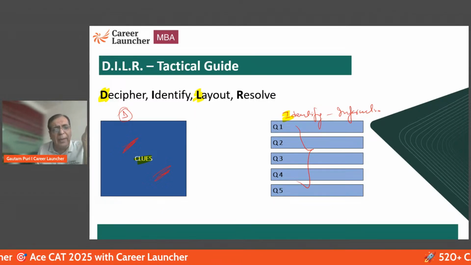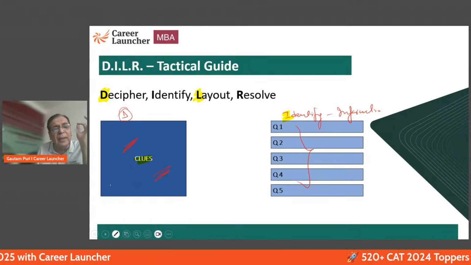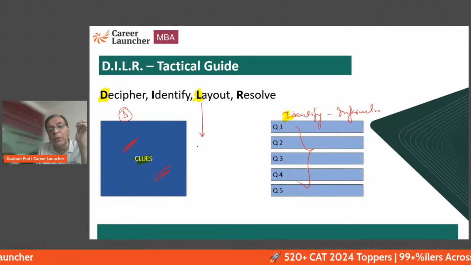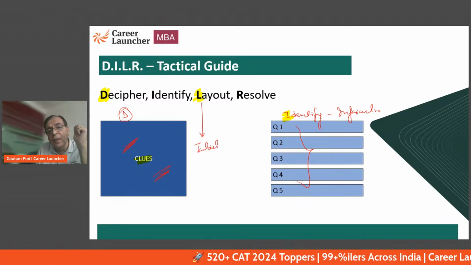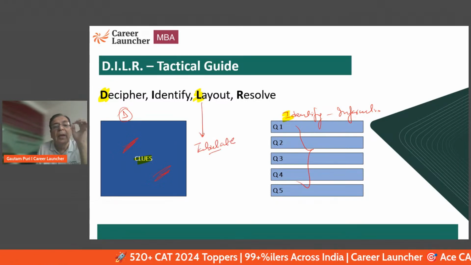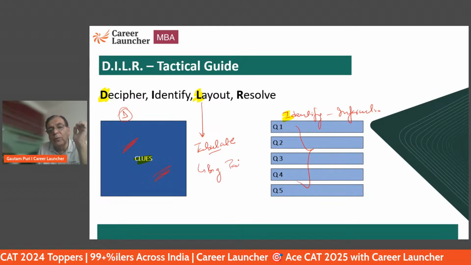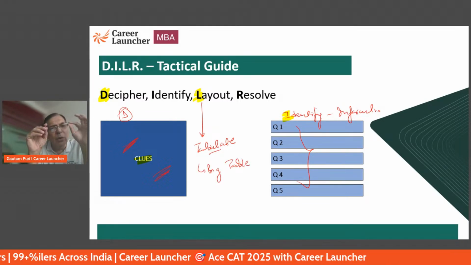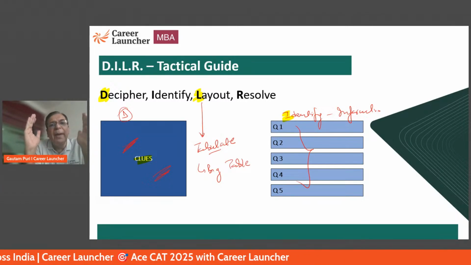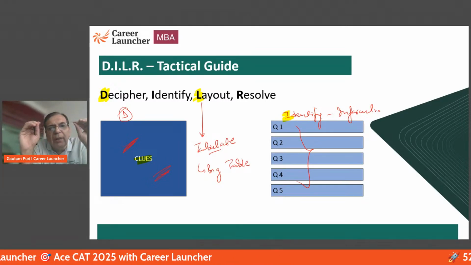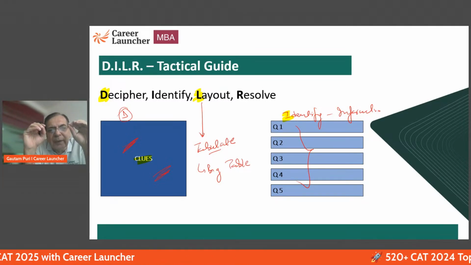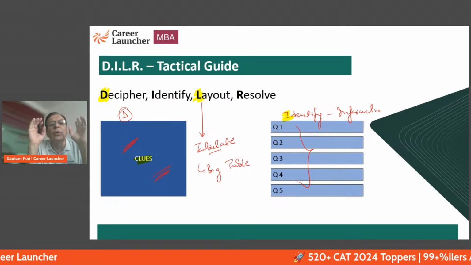The third thing is layout. What is layout? You're tabulating. It is important to tabulate the data in a neat and clean way. So you tabulate the data, which means make a big table. Don't try to save space in your rough sheet. Don't scribble all over the place. Make a big, neat and clean table. Jot down all the relevant information in a systematic manner so that you don't miss out on anything.